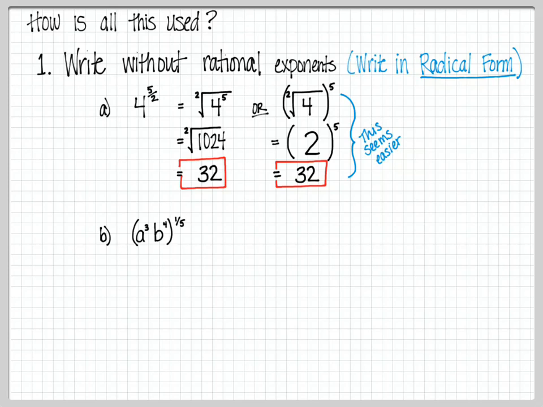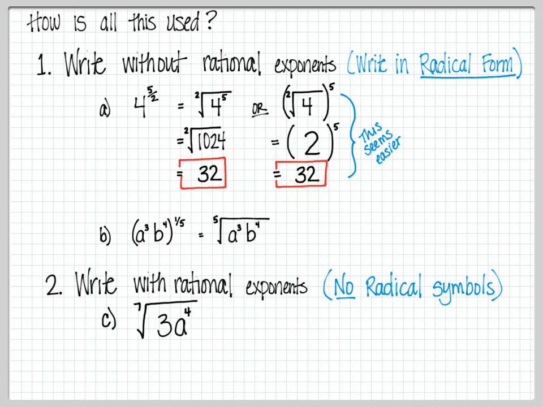Now here's another problem. I have a to the 3rd, b to the 4th, all raised to the 1/5 power. And then we need to write that without rational exponents, meaning I need to write it with a radical symbol. Well, since I have the 1/5 power, I know that that's the 5th index. So it's the 5th root of a cubed b to the 4th.